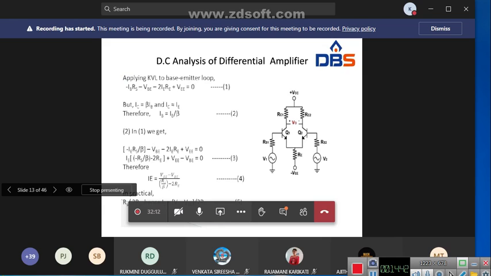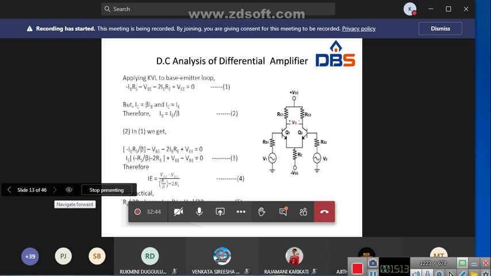So in practice RS by beta is low, because beta ranges from 50 to 500. That's why this value is low. So finally we can take IE equal to VEE minus VBE by 2RE. Here minus minus cancel, so IE equal to VEE minus VBE by 2RE, right?